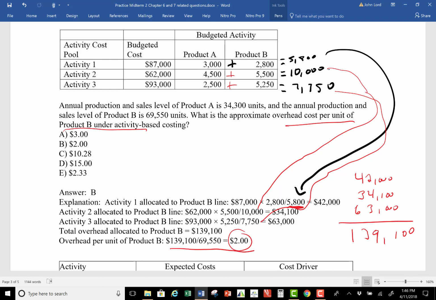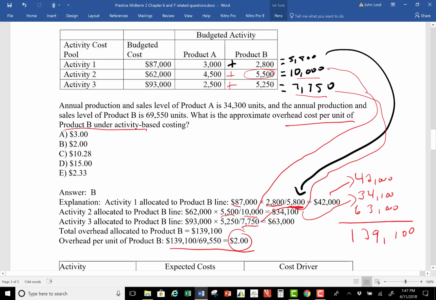Then for activity 1, product B used 2,800 of activity 1. We multiply that times 87,000, and so for activity 1, we're going to assign 42,000. Then we have 10,000, that's the base here in the denominator, and product B used 5,500, or whatever the driver of that activity was, times 62,000. That gives me 34,100. And I do the same thing.